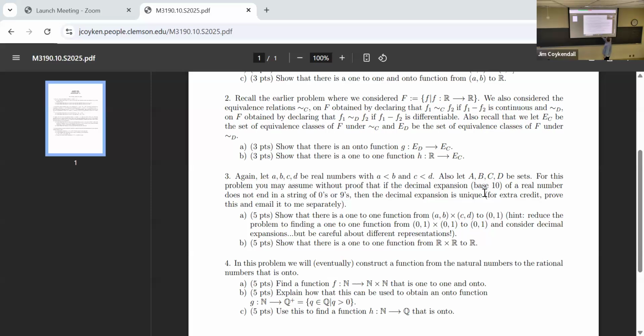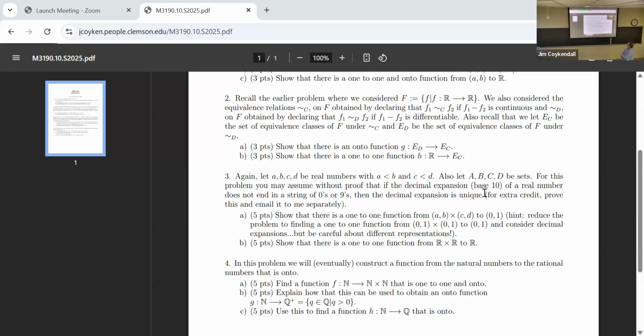Finally, show that there's a one-to-one function from R cross R to R. In other words, how many points are there in the plane? The same number of points that there are on the line, right? There's no difference there, because this set, which is the plane that you used in calculus, and this set, which is a line, essentially have the same number of points on them. That's what this problem shows.